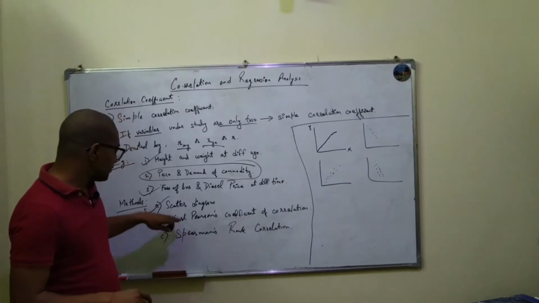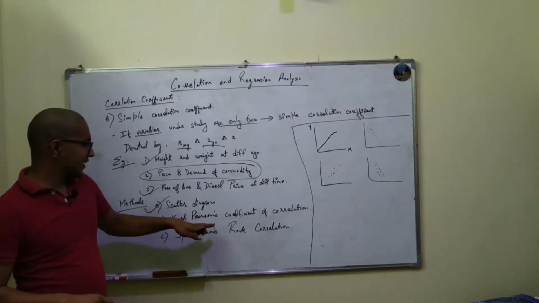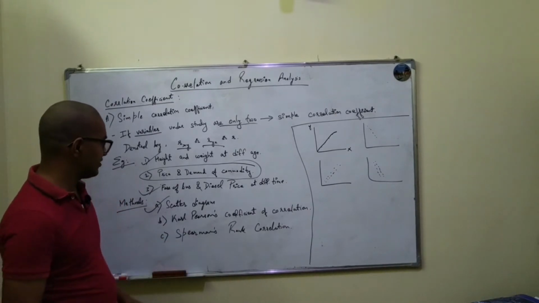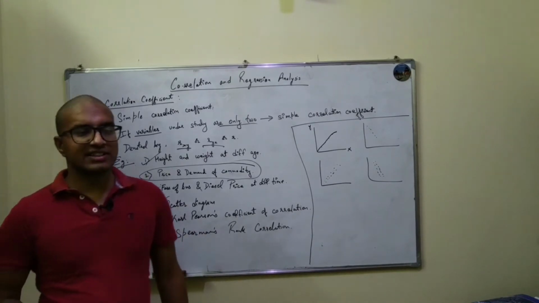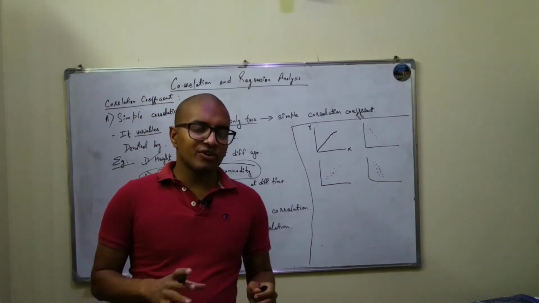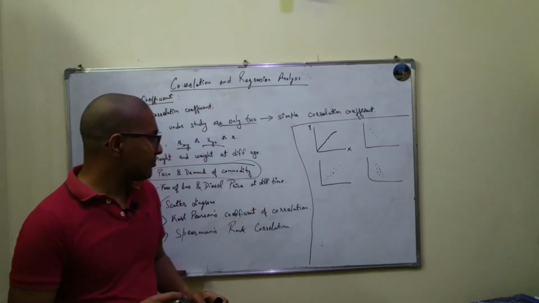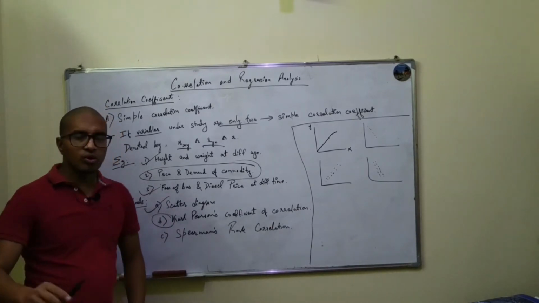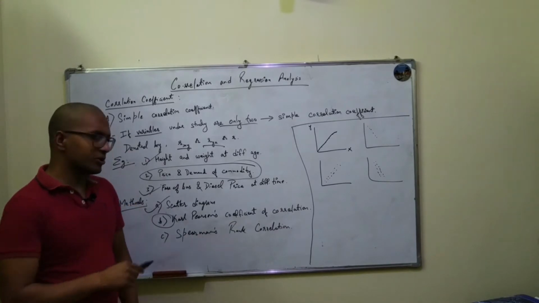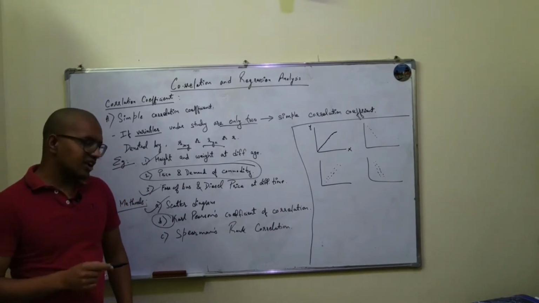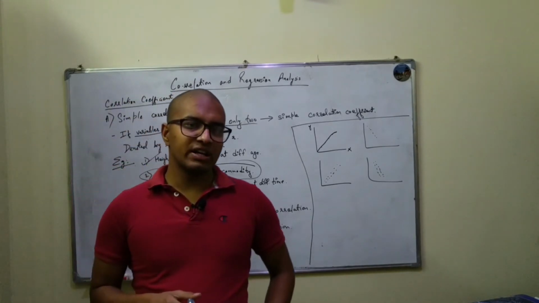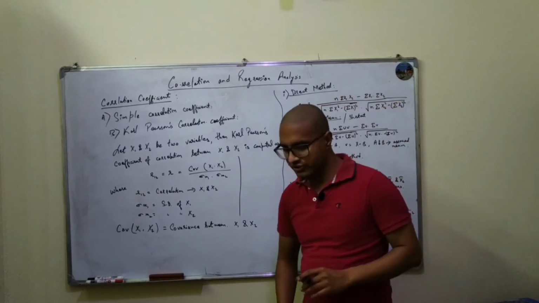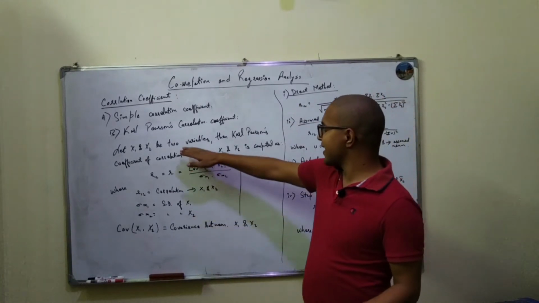Then we will look at Karl Pearson's coefficient of correlation, and then Spearman's rank correlation. In Spearman's rank correlation, you assign a rank to every number, and based on that you calculate the correlation. The important thing that we will mostly be talking about is Karl Pearson's coefficient of correlation. So let's look at that first, and then we will move on to Spearman's rank correlation.